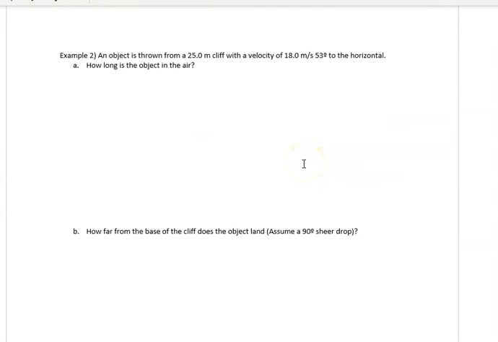Let's take a look at this next one here. Example 2 is broken up into 2 parts, but we're looking for, again, first of all, how long is the object in the air? We're looking for time, and how far from the base does the object land? So we've got this object. It's a 25.0 meter cliff, and it's thrown up at 18 meters per second at an angle of 53 degrees. So we're going to need to separate this into the x and the y component.